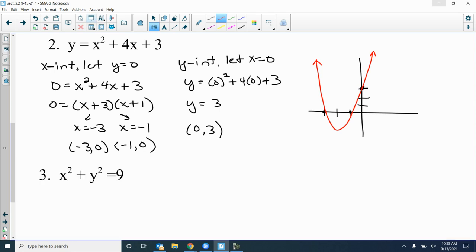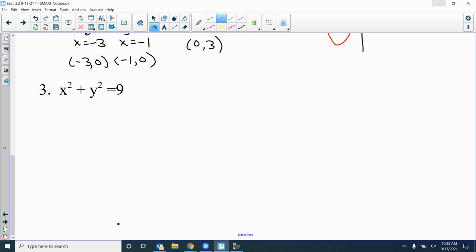All right, the third one there on the bottom. X squared plus y squared equals 9. Most people usually don't know what this looks like. Does anybody think they know what it looks like? Trying to go back to the memory bank here. All right, let's just at least find the x and y intercepts.